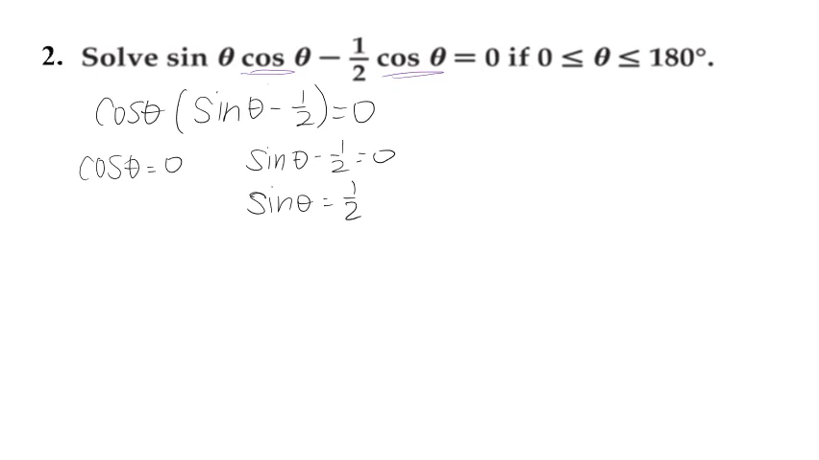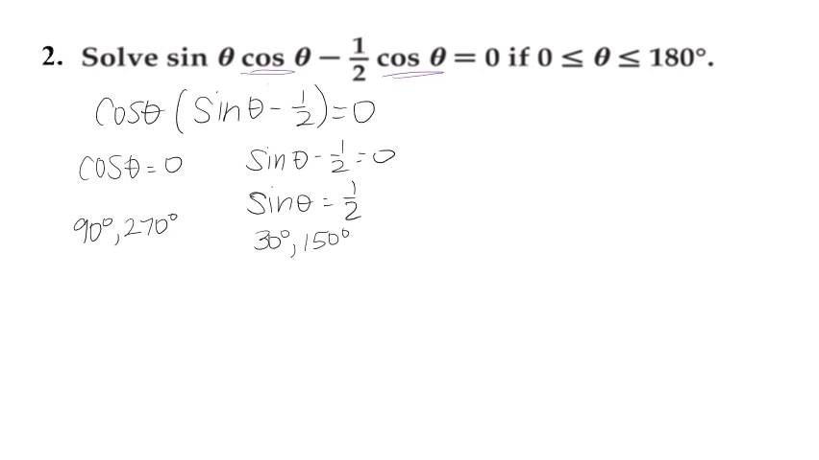So the question is, where is the cosine of theta equal to 0? Well, I have a unit circle sitting right here next to me. So I'm going to look at all of the places where the x value on my unit circle is 0. So that would be at 90 degrees. And then also at 270 degrees. And where is the sine of theta equal to 1/2? So where's the y value equal to 1/2? Well, that's at 30 degrees. And then also at 150 degrees.